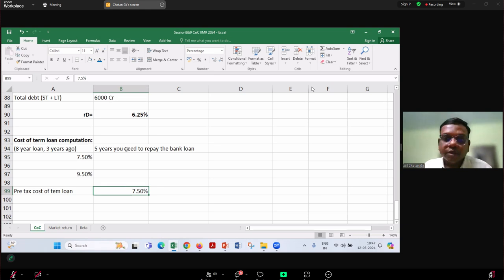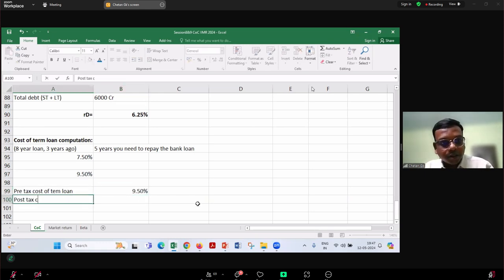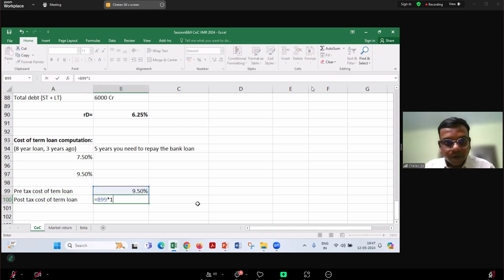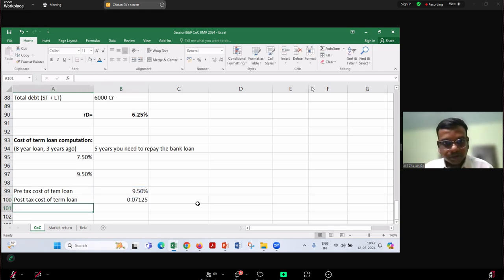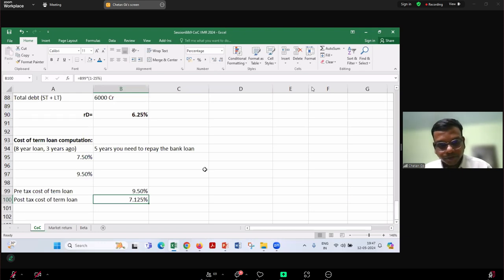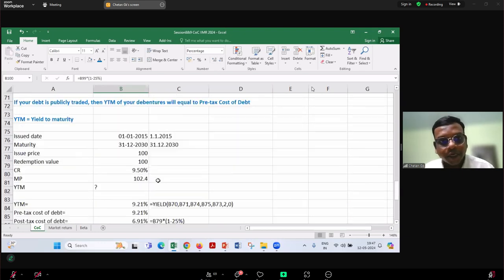Okay, fine. So next is the cost of term loan. Can you tell me quickly how much is it now? I take this 9.5 as my pre-tax cost of term loan. Post-tax term loan will be this multiplied by 1 minus tax rate. That's it. So this is my post-tax cost of term loan. You take this and compute this.